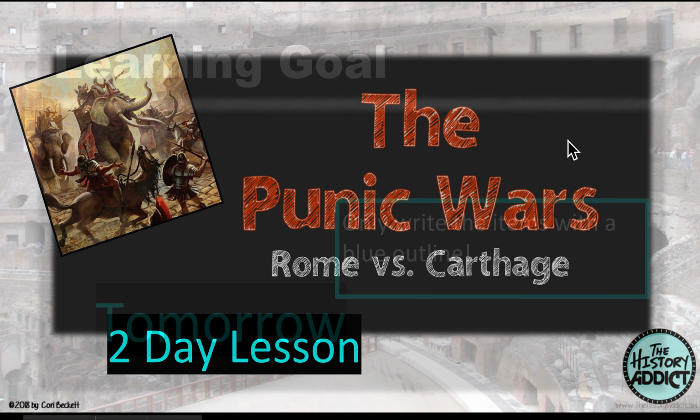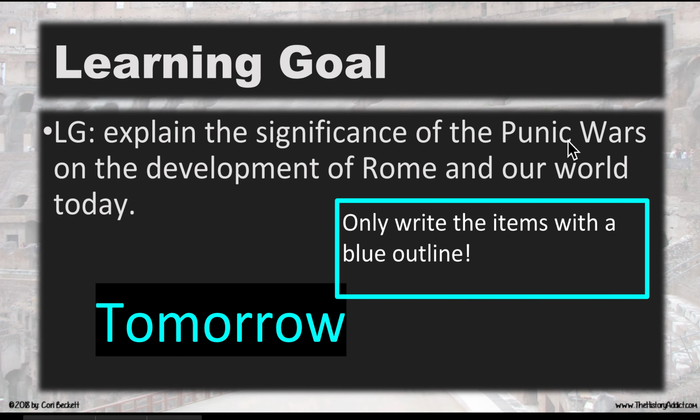So moving on. The learning goal for today is to explain the significance of the Punic Wars on the development of Rome and on our world today. Notice I did say only write the items with the blue outline after this slide. So you're still going to write the learning goal, but only the notes that have a blue outline. Now, when I say that, I don't mean write them word for word. We talked about this before. You are going to paraphrase.